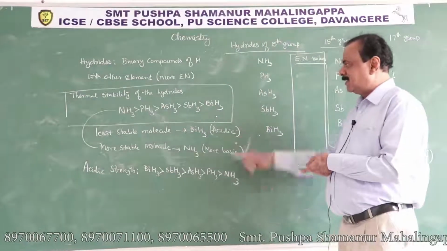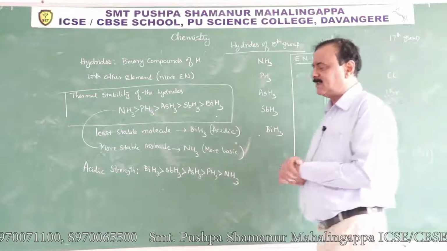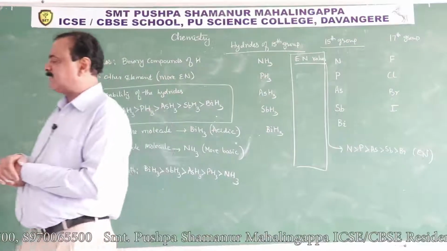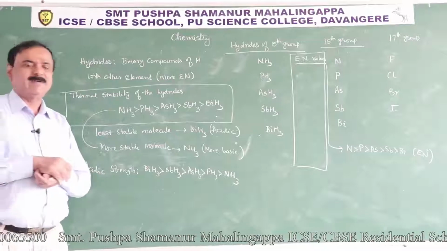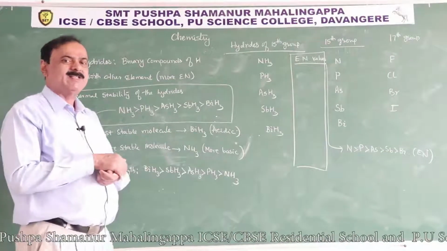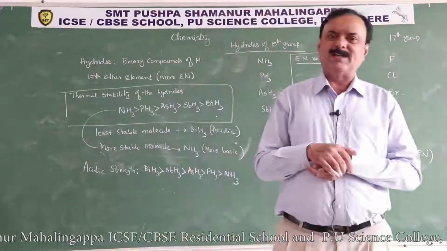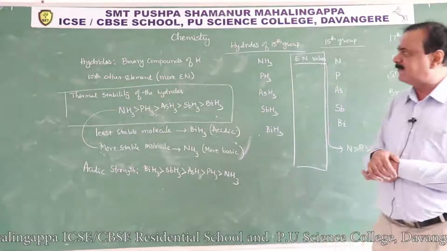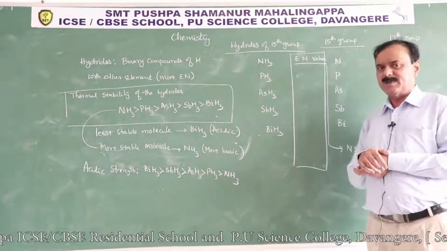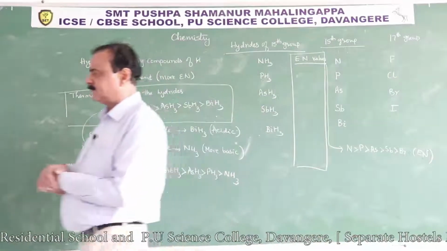That is also true by using the explanation of the electronegativity values. Is it clear? Therefore, we can explain the acidic nature or basic nature or thermal stability or least stable molecules by using the electronegativity values. This is the information that we can draw by means of electronegativity values. Fine.